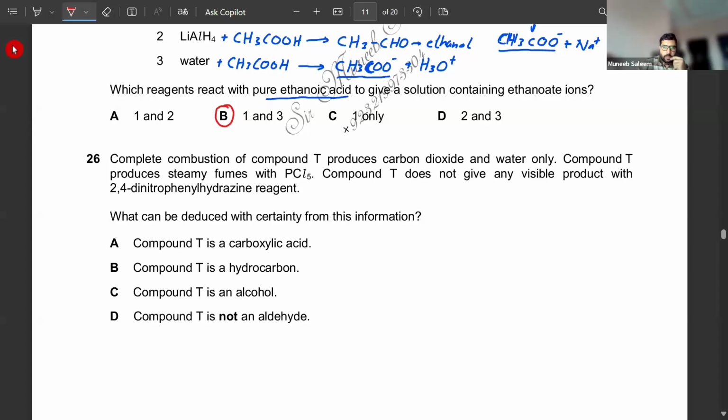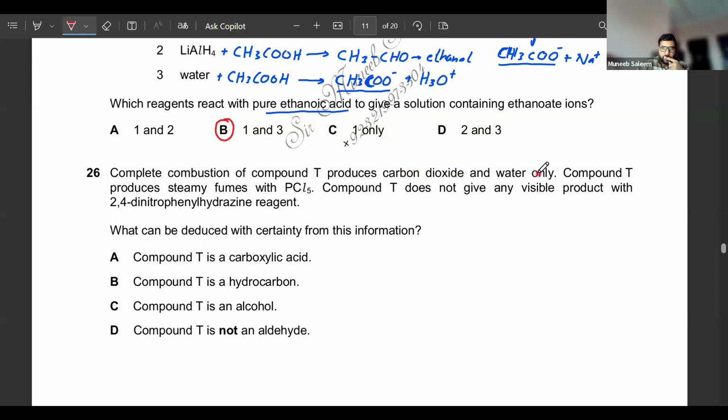Now the next question, number 26, states: complete combustion of compound T produces carbon dioxide and water. Compound T produces steamy fumes with PCl5. And compound T does not give any visible product with 2,4-dinitrophenylhydrazine. What can be deduced with certainty from this information?